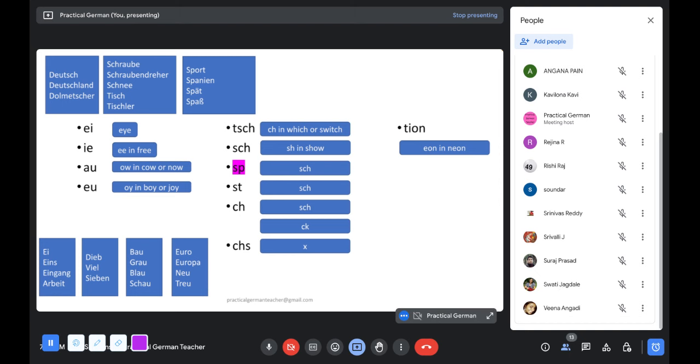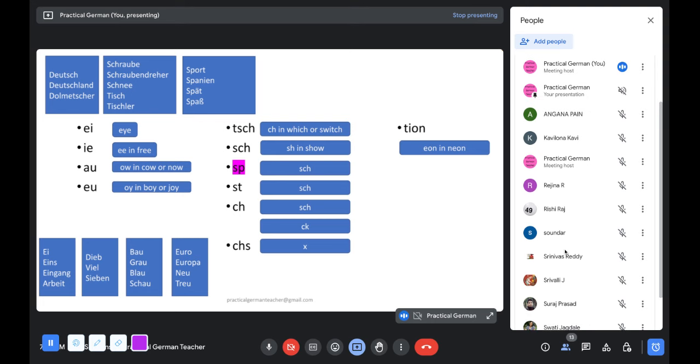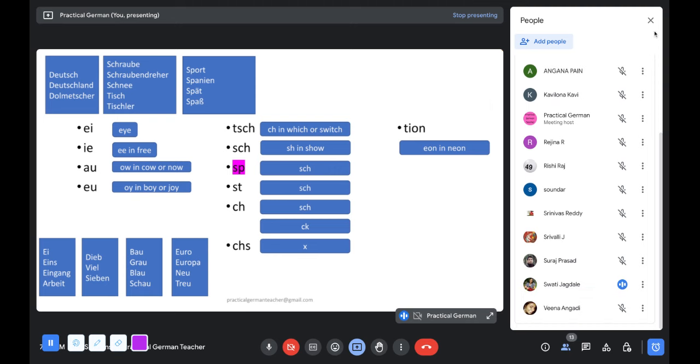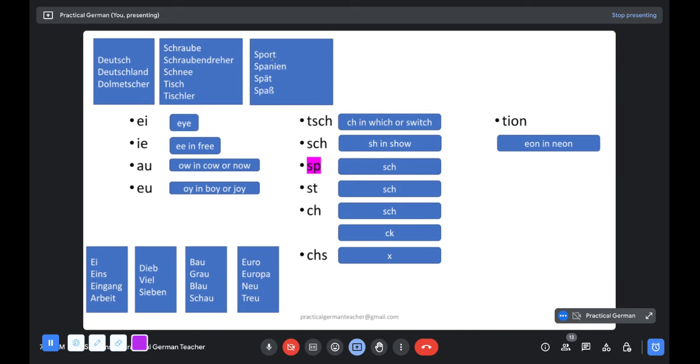Swati, do you want to read? Kavilona, do you want to read? Okay. Yeah, go ahead. It's Sport, Spanien, Spät, Spaß. This one again, one more time. Spanien. And this one? Spanien, Spaß. Right, so it's a, not a. Yeah. Sport, Spanien, Spät, Spaß.